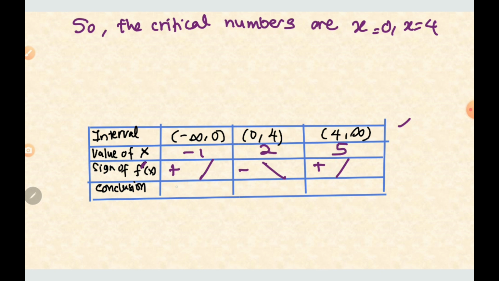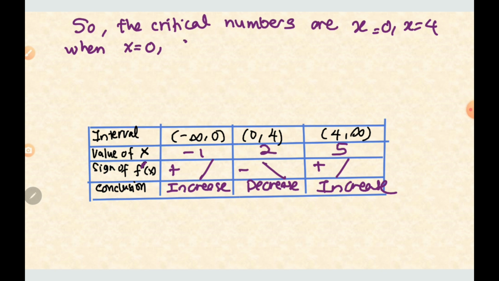Okay, therefore your f(x) is increasing, the second interval is decreasing, the last interval increasing. Okay, so you need to find out what is the value of y when x equals 0. So when x equals 0, the value for f(x) equals 0 minus 0, and the answer is 0.